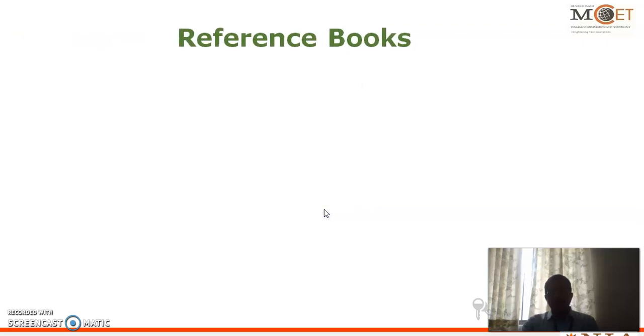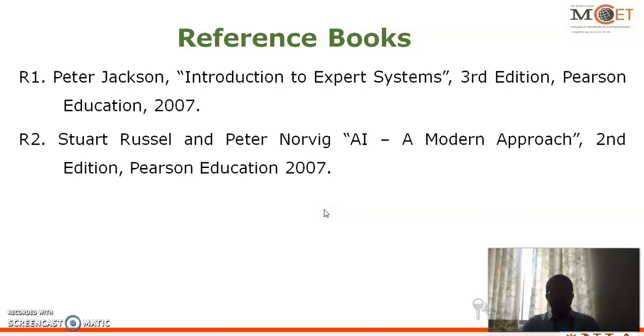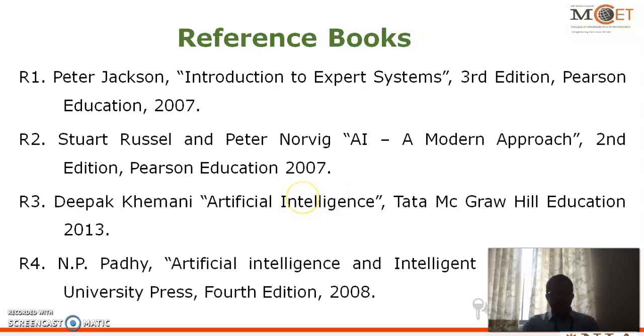A few reference books are also available, so you can follow the reference books. Peter Jackson, Introduction to Expert Systems; Stuart Russell and Peter Norvig, Artificial Intelligence: A Modern Approach; Deepak Khemani, Artificial Intelligence, McGraw Hill Publications; and N.P. Padhy, Artificial Intelligence and Intelligent Systems, Oxford University Press. So you can follow these reference books.